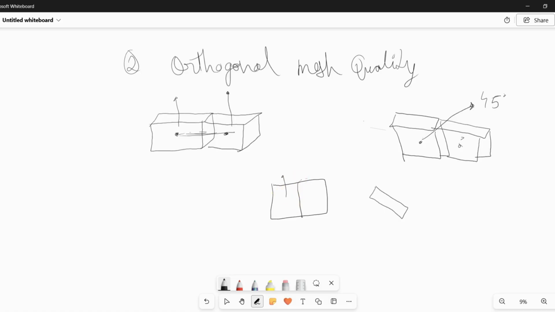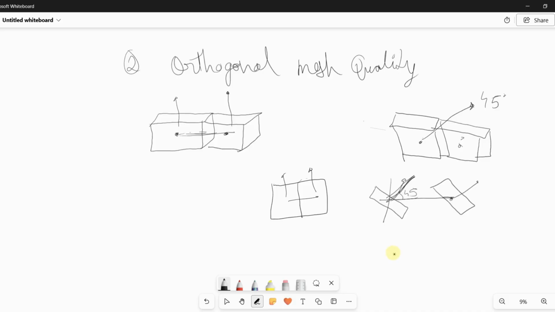It's just one side, and your faces face up. Here your faces are facing at 45 degrees. So the line connecting the centers is still the same, center to center, same as this, but here it's facing outward at 45 degrees. So you have an orthogonal difference, and this is exactly what you measure for orthogonal mesh quality.